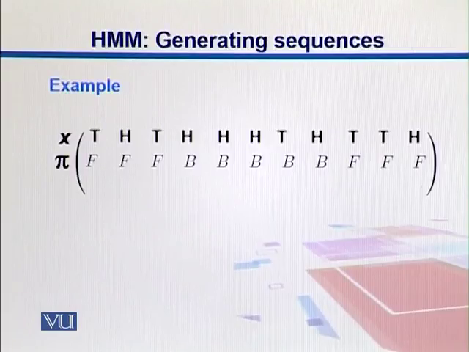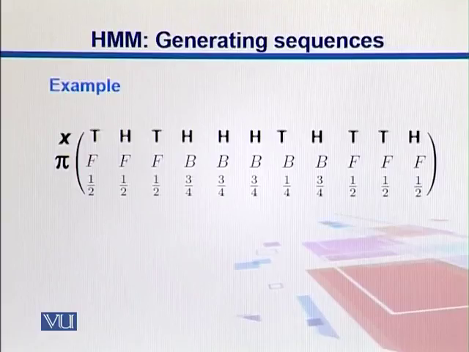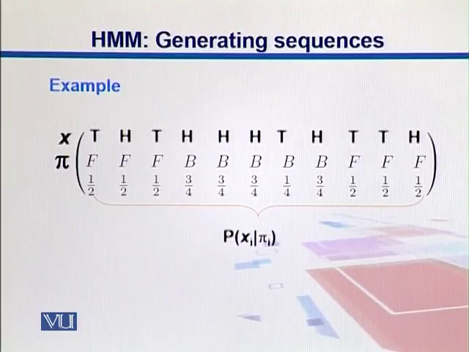So pi is actually the path, or the sequence of states. And there are also probabilities within that. So the probability of finding tails while it's a fair coin is half, and so on. These are the probabilities which are associated with these events.